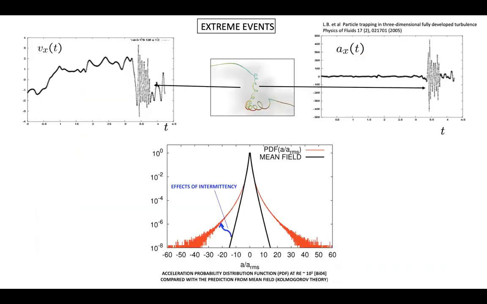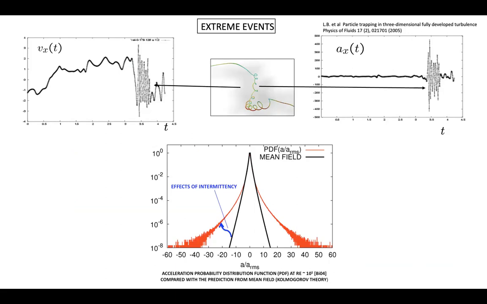Just to give you an idea, that's of a real signal. A real signal, if you follow the trajectory of one particle affected by the flow, this is the velocity, you observe things like that. The velocity fluctuates, you would say more or less in a Gaussian way, right? And then from time to time, the particle starts to be affected by extreme fluctuations.